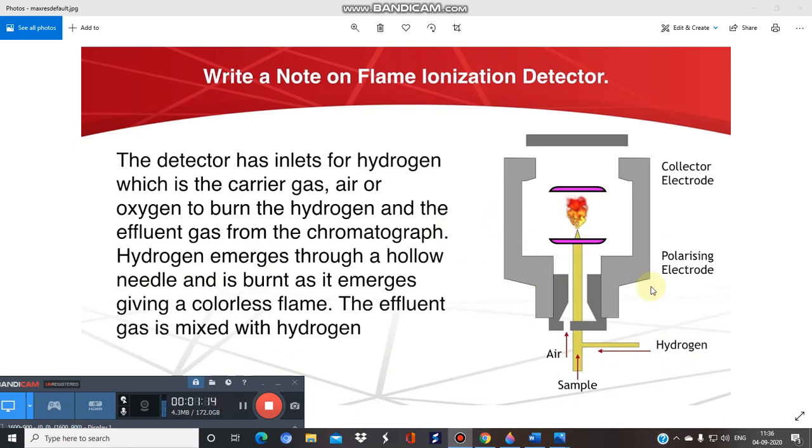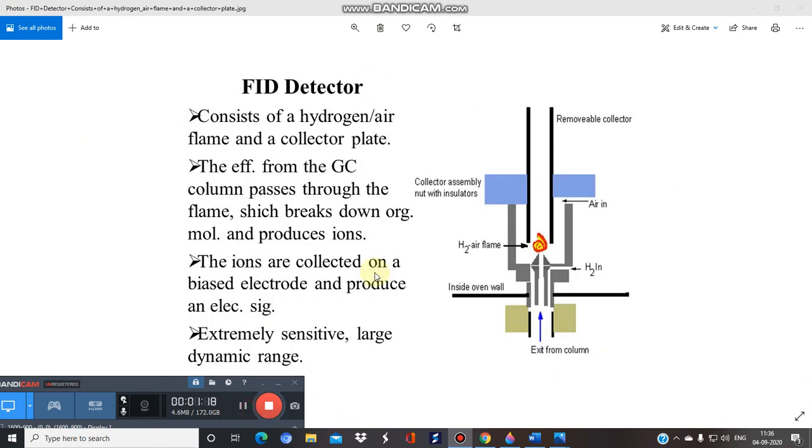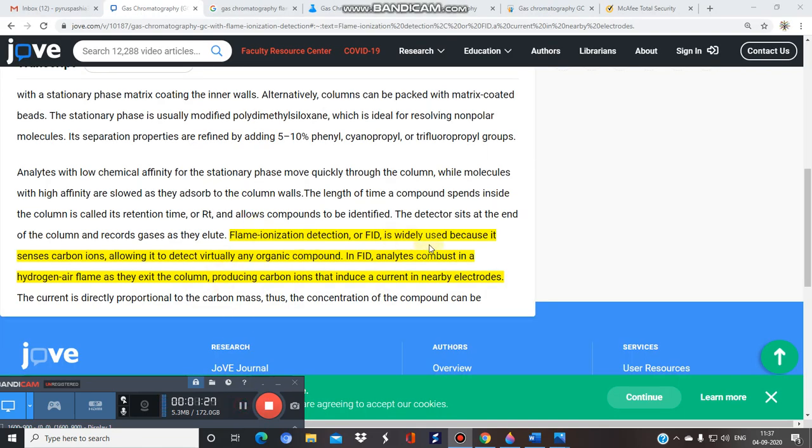So basically what happens? A flame is produced. That's why it's known as the flame ionization detector. Let's see again. In this way the flame is used. A flame is produced in this FID, that is, the flame ionization detector. See what happens in FID.